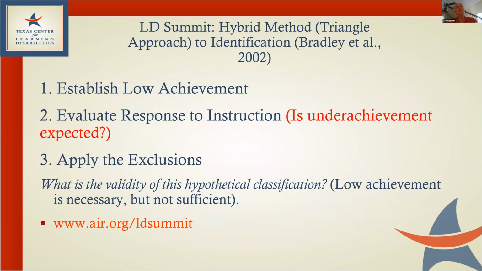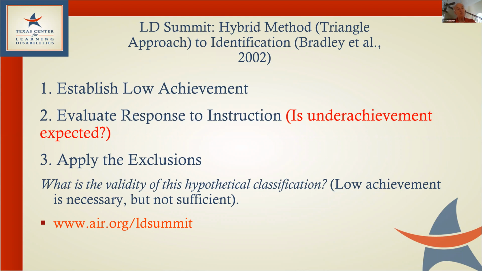There was a summit done by the Office of Special Education Programs in 2002 that talked about the most relevant criteria for identifying students with a learning disability. And this group identified 3 different criteria. They said that you should establish low achievement, that there ought to be some threshold under which children perform in reading, math, and writing that would determine that. Then it said you should evaluate instructional response and ask the question, is achievement unexpected?